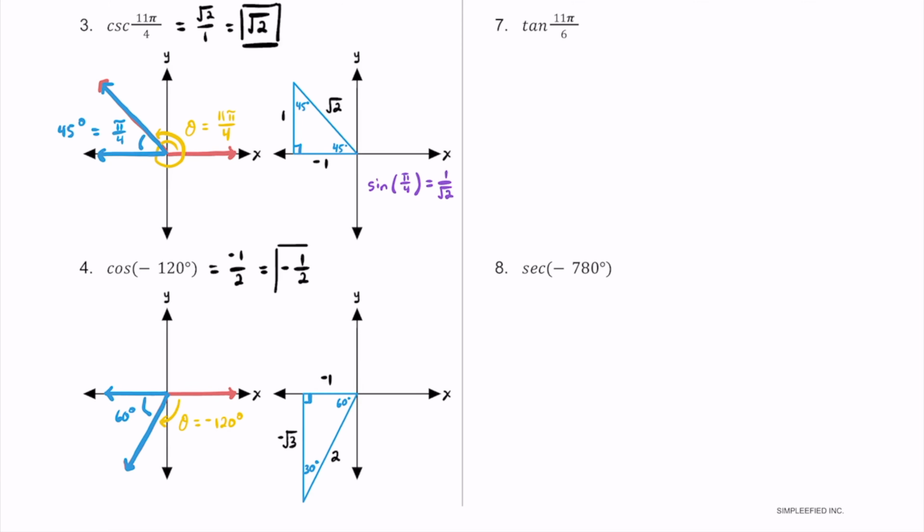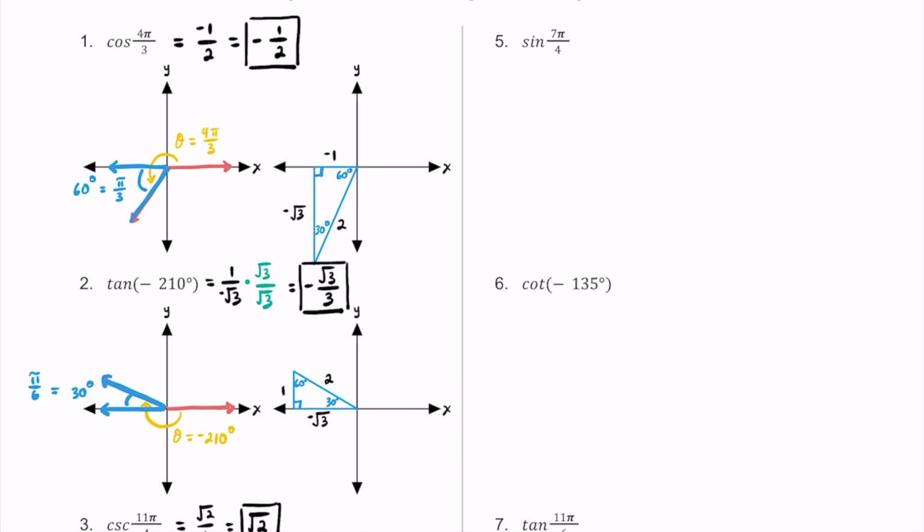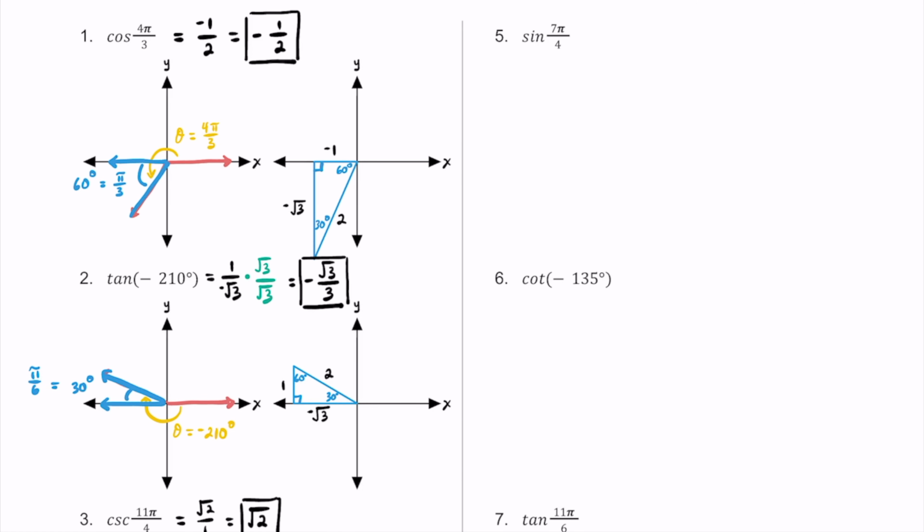So that is going to be the ratio of cosine of negative 120 degrees. Here's number 5. For number 5, we have sine of 7 pi over 4.